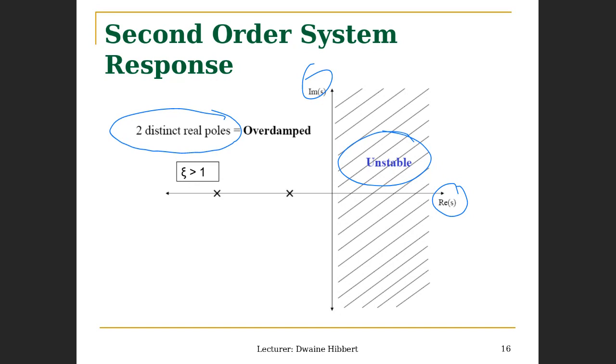But in particular, the two poles are real because they have no imaginary part. They're sitting on the real line. They have negative real parts, and they're distinct. What happens to a system in this case? In this case, we'd say the system is over damped. The system is over damped.